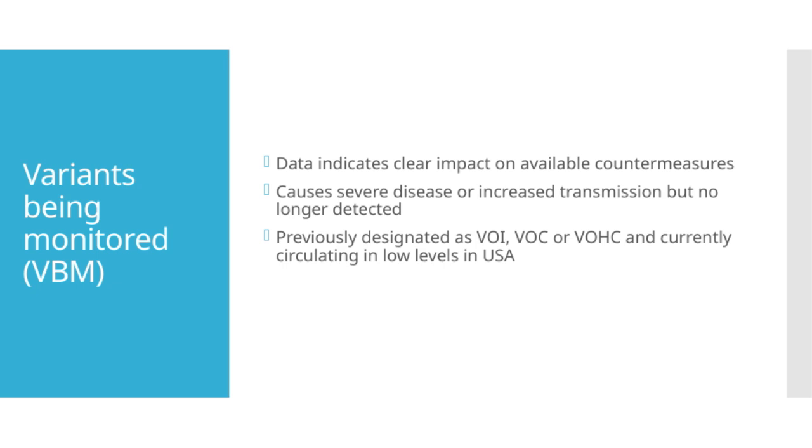However, they are now circulating at low levels in the USA, which indicates that they haven't become dominant or widespread again. We are actively monitoring these variants through what we call variants being monitored, or VBM. This ongoing surveillance helps us stay ahead of potential threats and adjust our public health responses accordingly. Overall, this highlights the importance of vigilant monitoring and adapting our measures based on the evolving landscape of the virus.